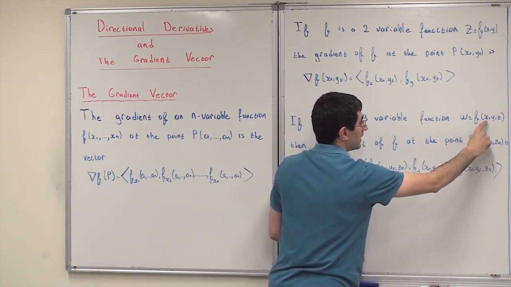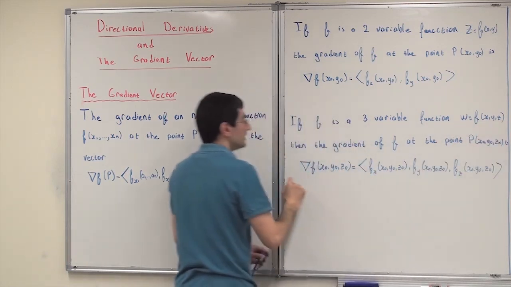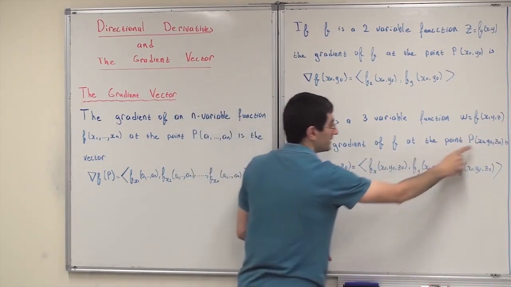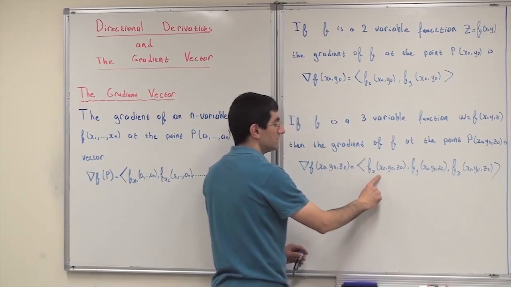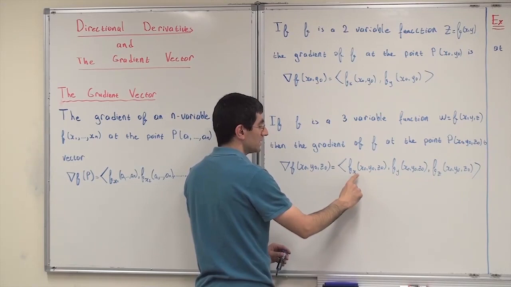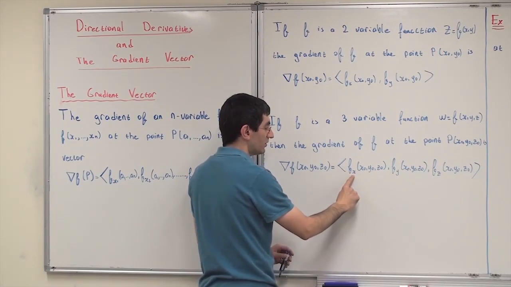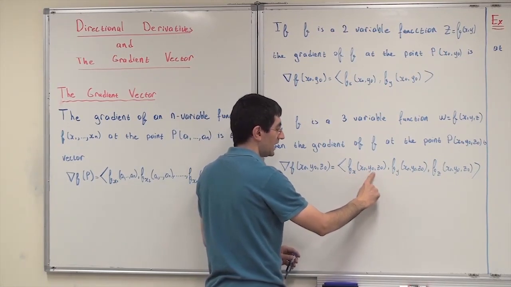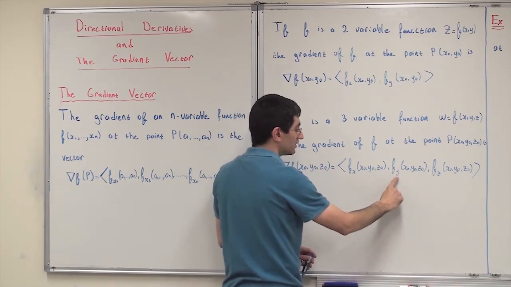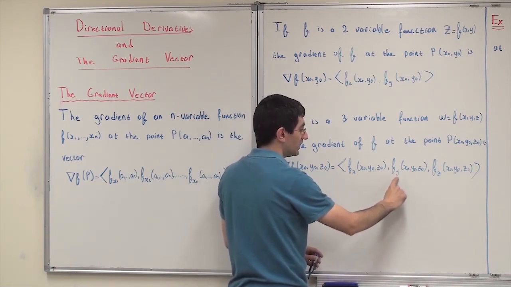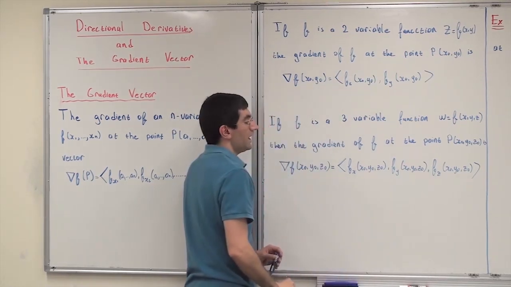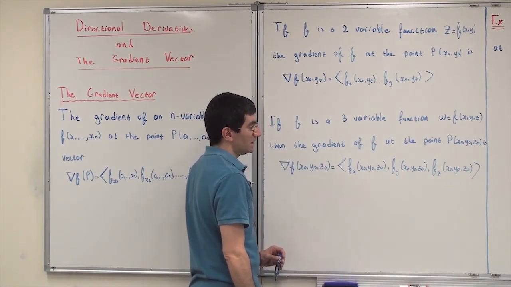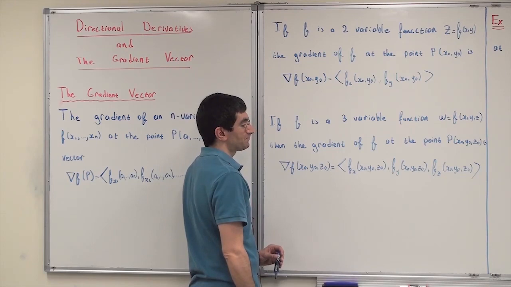If f is a 3 variable function, where the variables are x, y, and z, then the gradient of f has now 3 components. The partial derivative of f with respect to x at the point, the partial derivative of f with respect to y evaluated at the point, and the partial derivative of f with respect to z evaluated at the point.